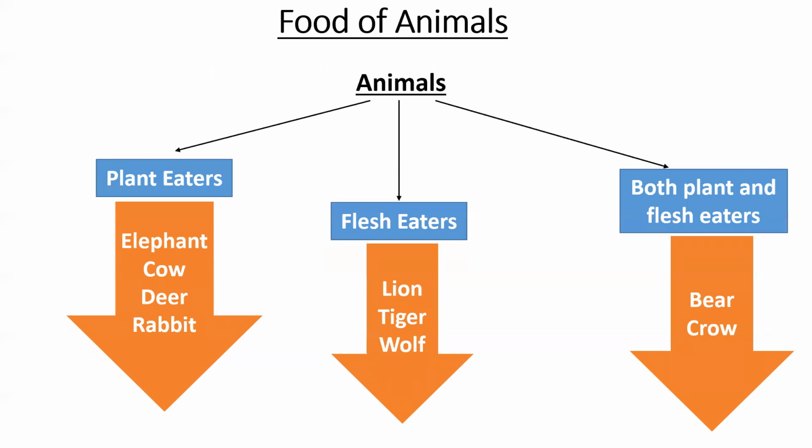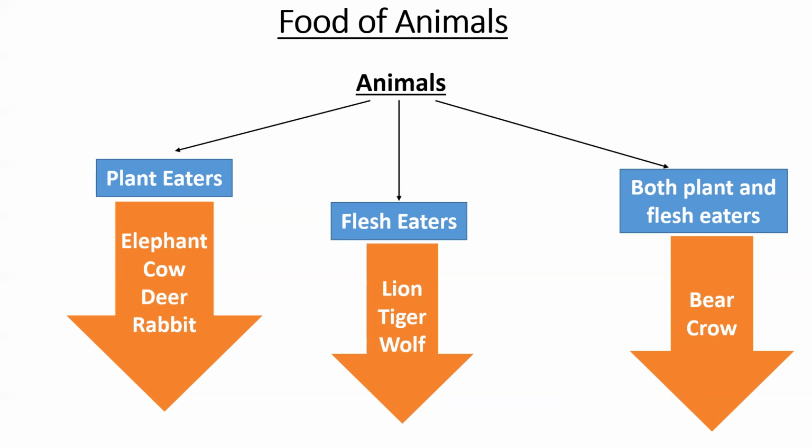Now, food of animals. Look at this chart very carefully. You must have observed that animals can be plant eaters, flesh eaters, or both. Plant eaters means they can eat plants only. Some animals eat only plants like elephant, cow, deer, rabbit. All of them are plant eaters. Then comes the flesh eaters, the animals that like to eat flesh of other animals like lion, tiger, wolf. All of them are flesh eaters.